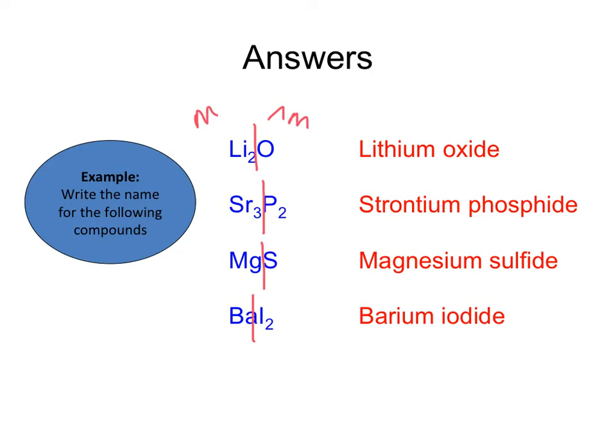The metal gets the regular element name, and the nonmetal ends in "ide." So the first one is lithium oxide, the next one is strontium phosphide, the third one is magnesium sulfide, and the fourth one is barium iodide.